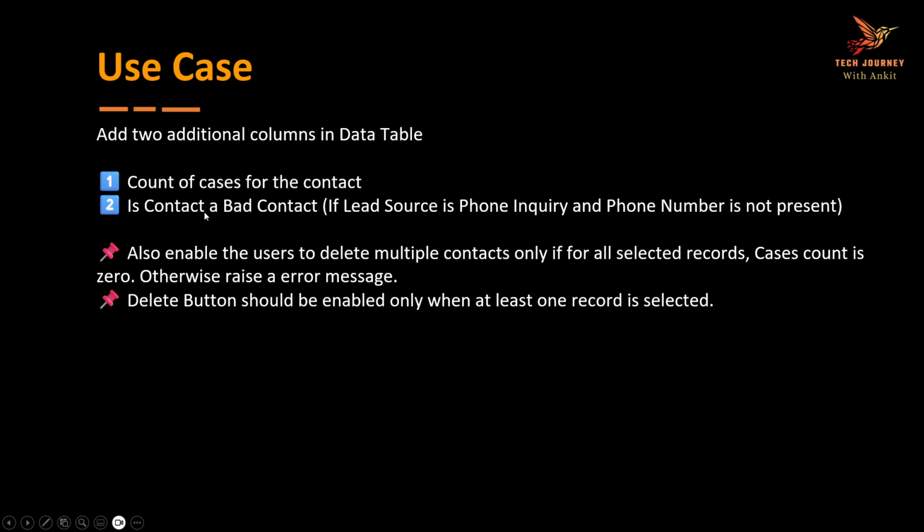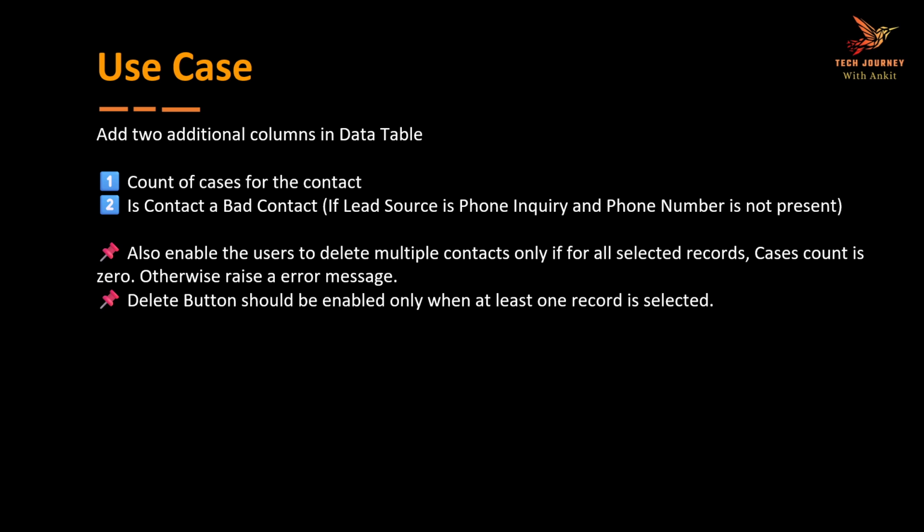and the second thing that we have to put here is an additional column for a bad contact. A contact can be identified as a bad contact only and only if the lead source for that contact is phone inquiry and the phone number for that contact is not present. Then we will say that this contact is a bad contact. These are the two additional columns that you have to put on the grid.